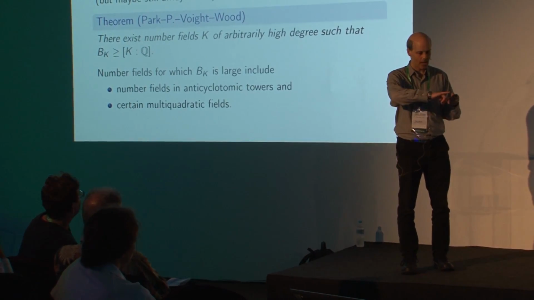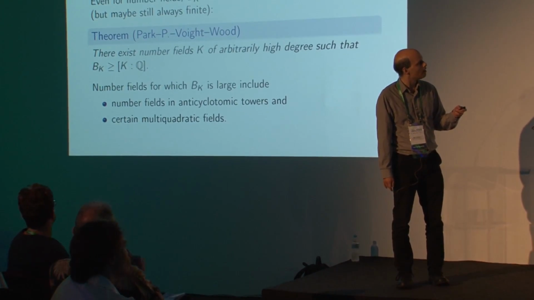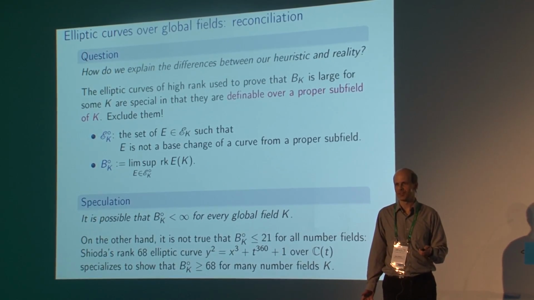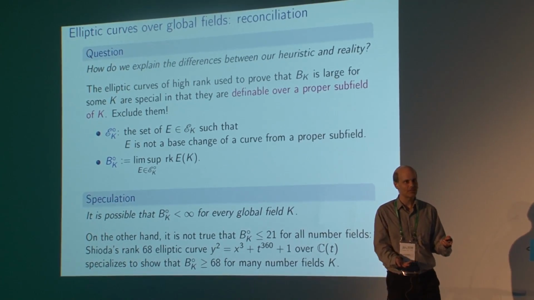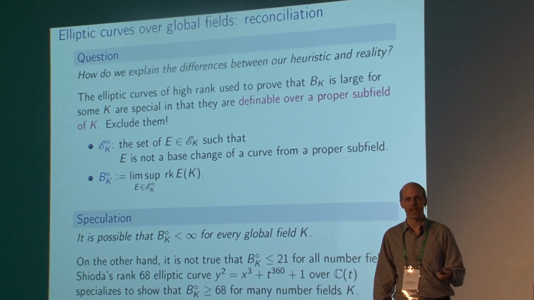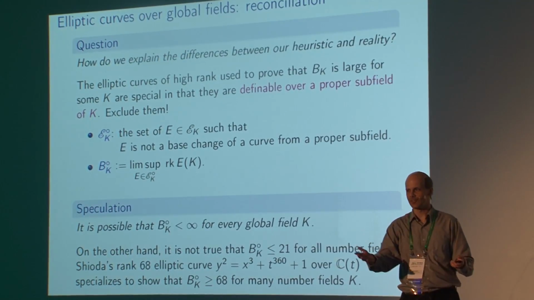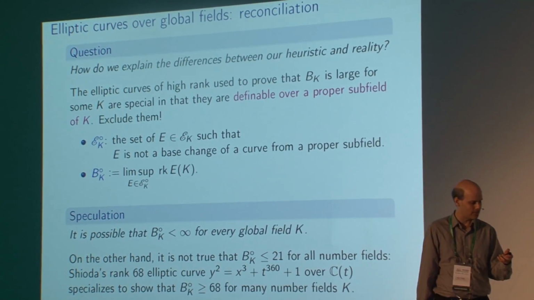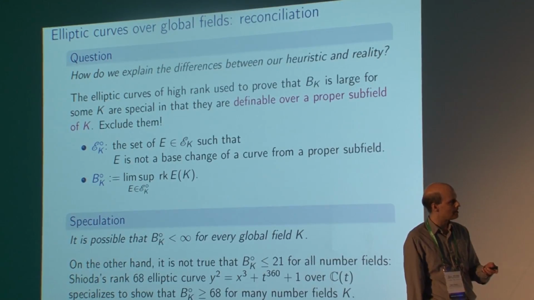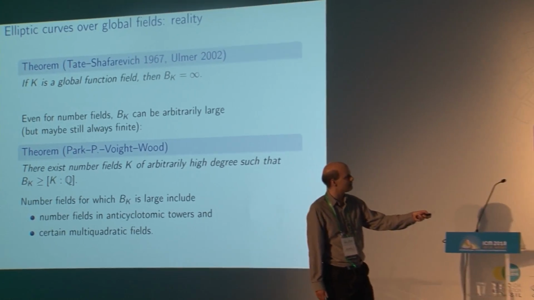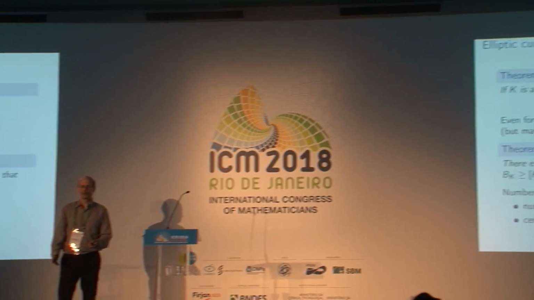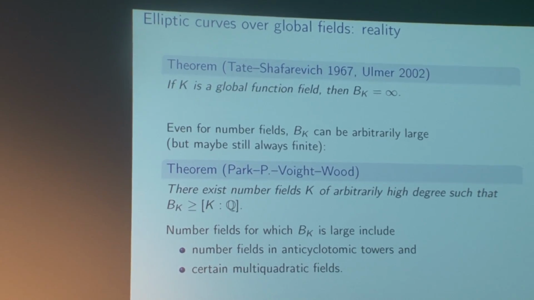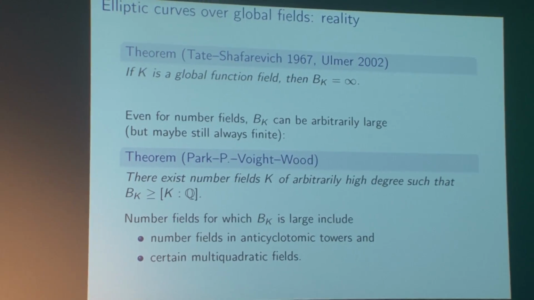Okay, so how do we reconcile the heuristics and the truth? The heuristic was saying 20 or 21, but the truth was saying it's infinite for function fields and something possibly bigger than 21, possibly a lot bigger, for number fields. Going back here, this is saying that I can show you a number field for which there are infinitely many elliptic curves over that number field of rank greater than 1,000. I can write one down for you. So that's not good for the heuristic.